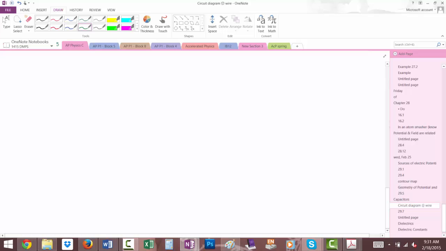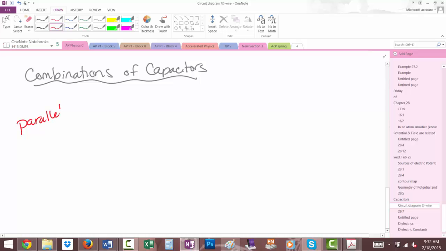So we can put capacitors in combination with one another. There are different ways to put things in combination. We're going to play with this with resistors at lab tonight. So let's just define them. The first one is parallel. To put things in parallel, the easiest way to remember this is that the wires are going to go parallel to one another. It's really pretty straightforward.